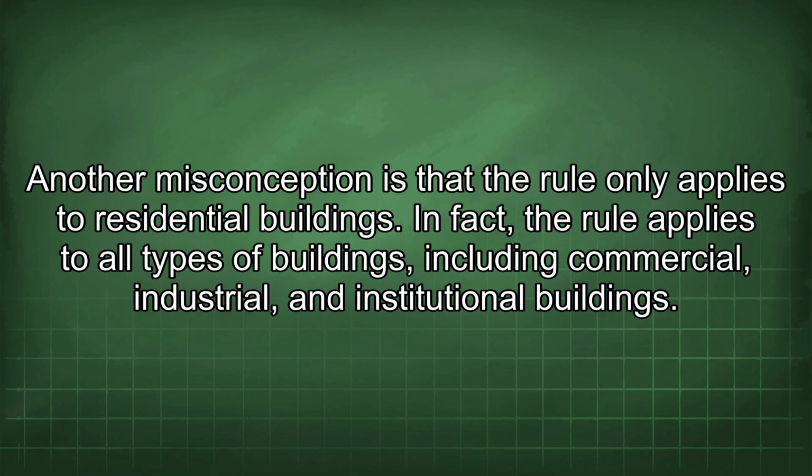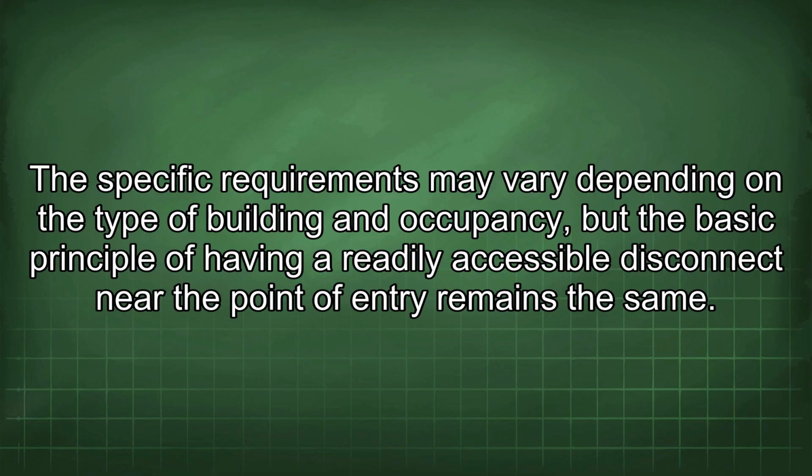Another misconception is that the rule only applies to residential buildings. In fact, the rule applies to all types of buildings, including commercial, industrial, and institutional buildings. The specific requirements may vary depending on the type of building and occupancy, but the basic principle of having a readily accessible disconnect near the point of entry remains the same.